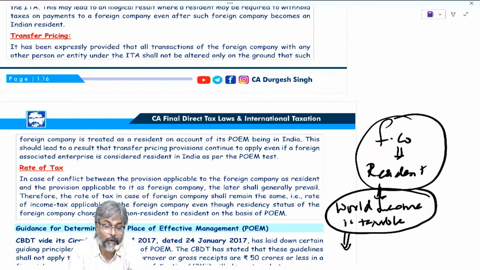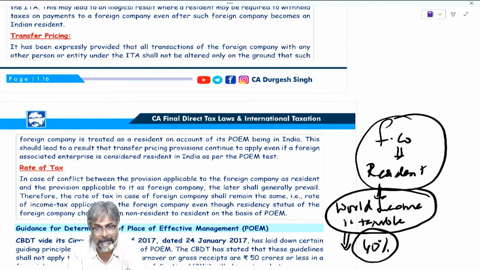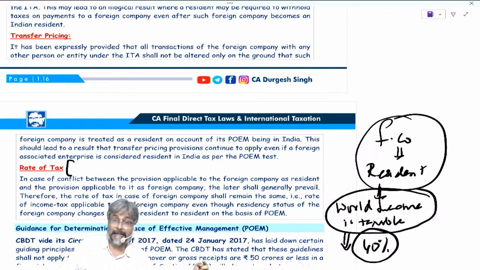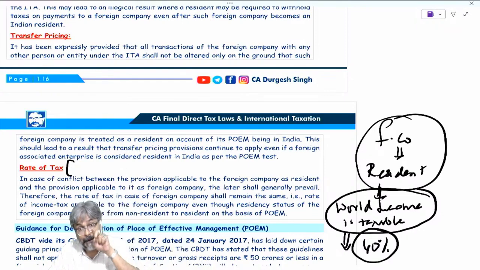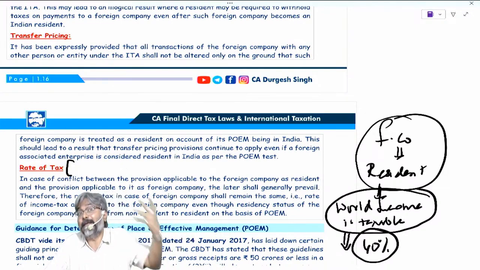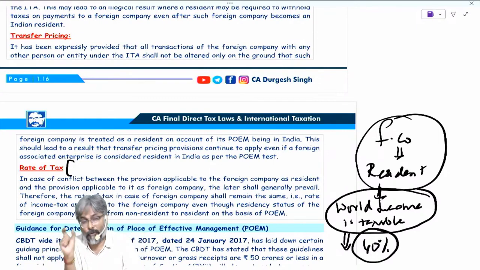The question therefore is, at what rate? The rate would be 40%. Why? Because please understand, very important point. If possible, here you have to write a note. And what is the note? The scope of income chargeable to tax. Be careful. The scope of income chargeable to tax depends upon residential status of a person. What do you mean by scope? How much could be taxed or how much would be taxed? That is the scope. That depends upon residential status.